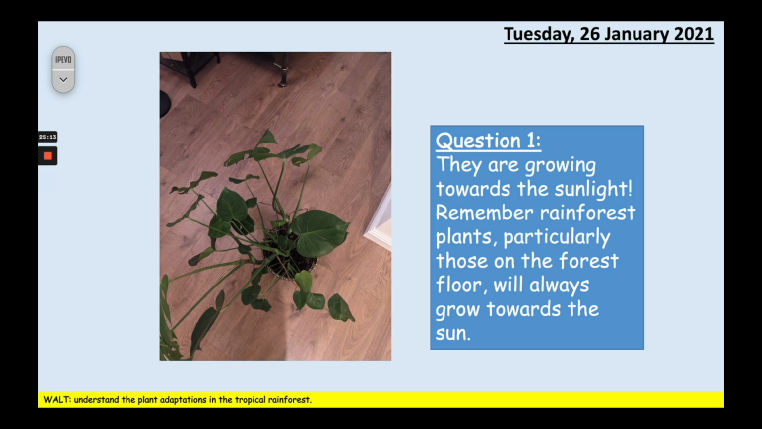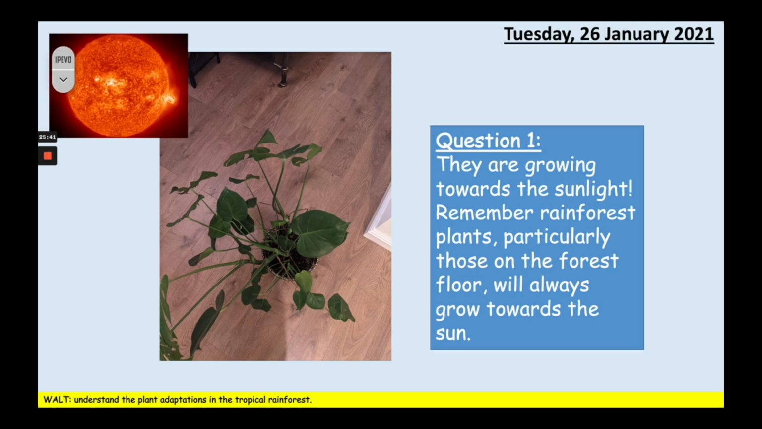So question 1, why are all those branches growing in one direction or in that direction? They are growing towards the sunlight. So remember, rainforest plants, particularly those on the forest floor, will always grow towards the sun. So these particular branches are, like they would in the rainforest, trying to grow towards the sun, because there is in some parts of the rainforest so little sunlight, it's vital that these plants and their branches get as close to the sun as they possibly can.